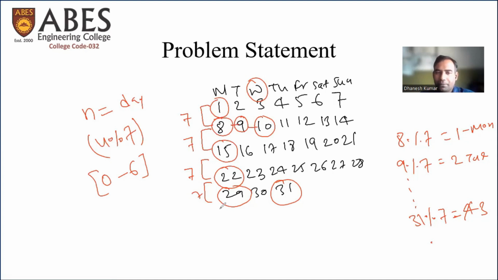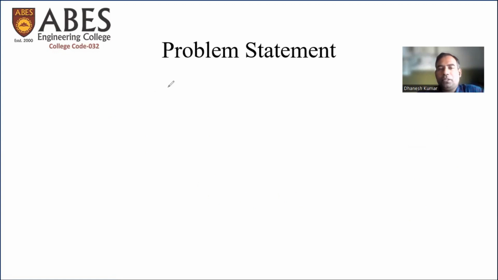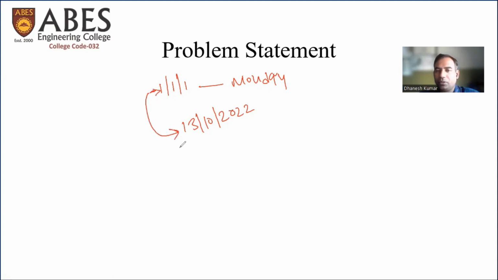In the same concept, to finalize our solution, it is given that when the calendar starts, on 1 1 1, that day is Monday. Now if the user gives any date like 13, 10, 2022, we have to find out the total number of days from the starting date to this day. How can we calculate that?